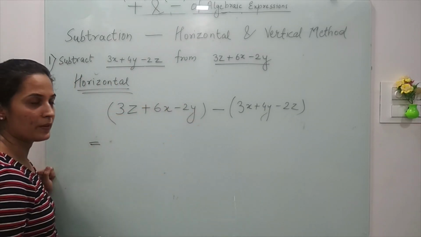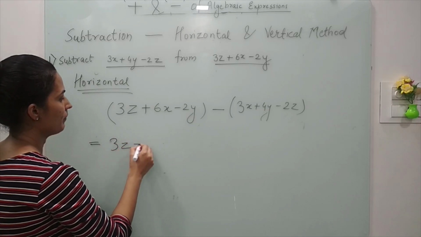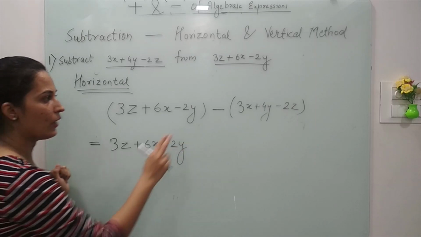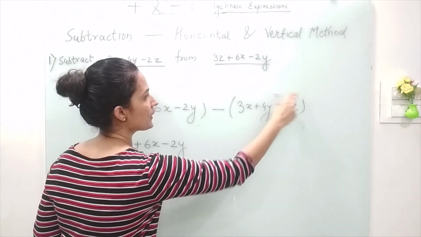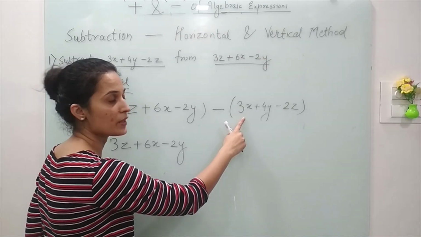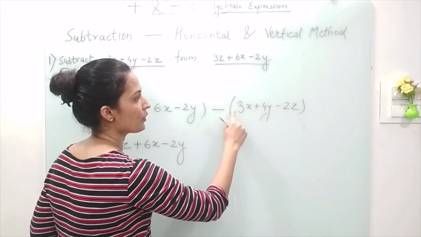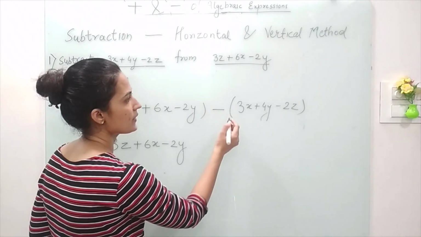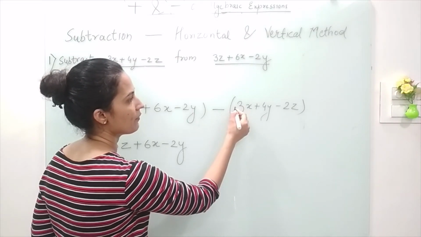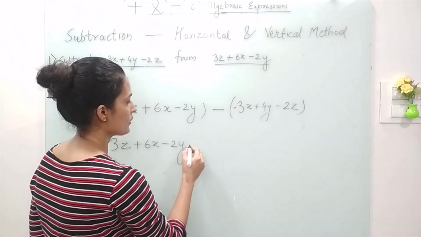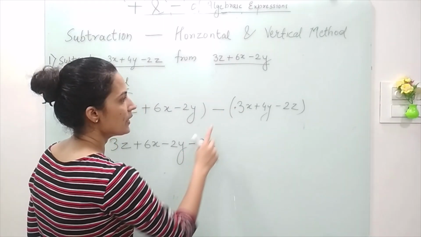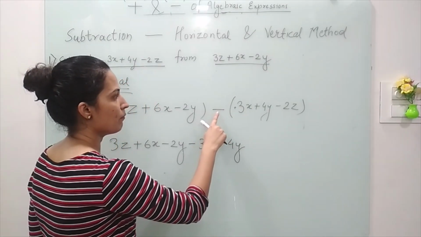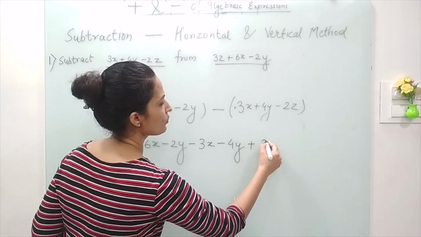So now I am going to open the brackets first. This is 3z plus 6x minus 2y. Now this subtraction is for the complete expression and not just for 3x. So each of the signs for each term will be getting multiplied with this. So that means minus plus. This 3x has plus as a sign, so minus plus is minus 3x. Then minus plus is again minus 4y. And then minus minus is plus 2z.